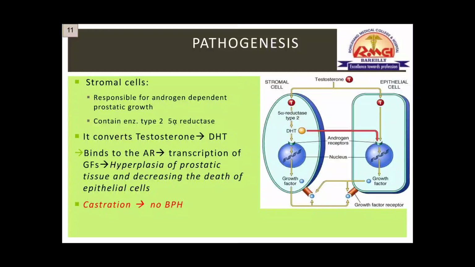And one more important point is that type 1 5-alpha reductase is seen in the liver and skin, and it will also lead to increased DHT levels in the blood, and they can also act on the prostate in an endocrine manner, leading to increased growth of the prostate.